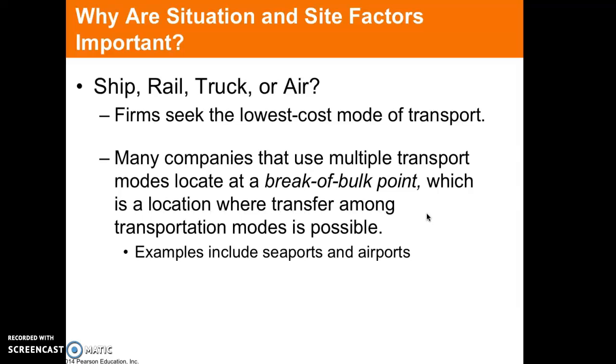Most companies use a mixture of transportation modes, especially if you're one of those transnational or global corporations, which most are today. So you're going to have multiple transports, and sometimes you want to locate your factories near what's called a break of bulk point. A break of bulk point is a location where transfer among transportation modes is possible.